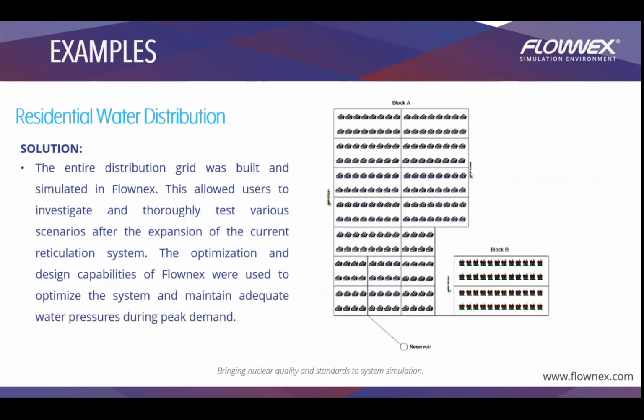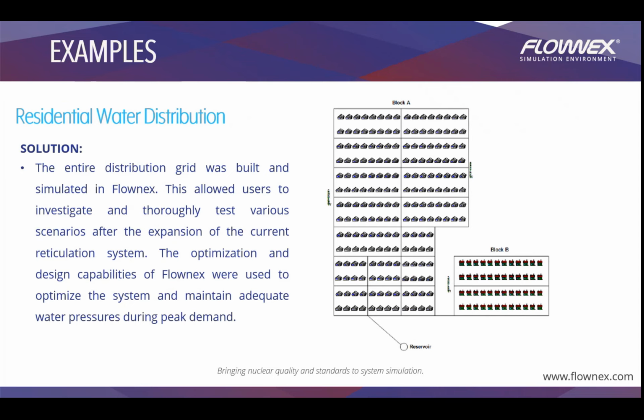So this was the solution that we had. On the right hand side, you will see there is block A. Then the new residential area that was being created was block B with all the new houses. And we needed to make sure that we could supply water to block B as well, making sure that we're maintaining the same water pressure and flow rate in block A as well.